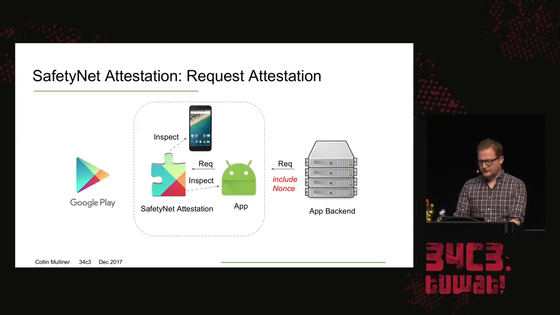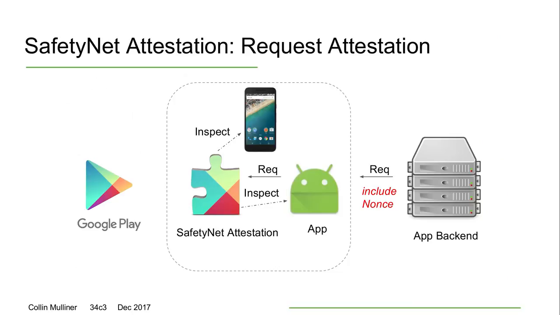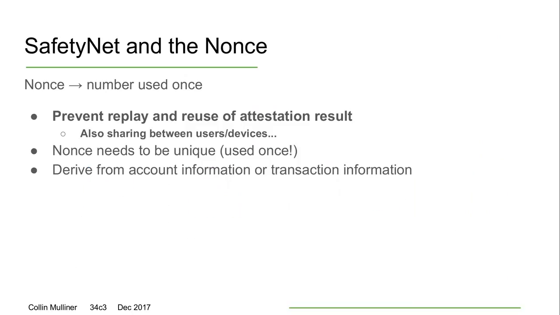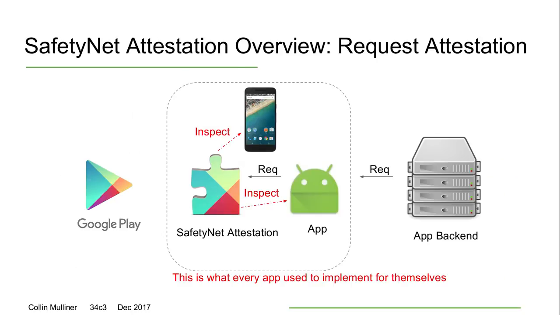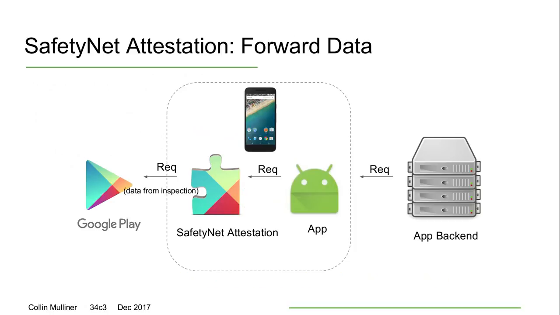the attestation code on the device will inspect the device itself, so the operating system, was it rooted, and then it also inspects the actual application. Some minor detail: in the call, there should be a nonce to prevent replays. So instead of implementing everything yourself, you can just call this API, and you will have all the work done by Google engineers for your security attestations.